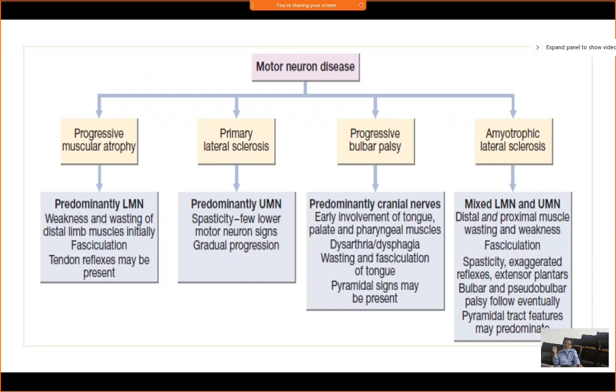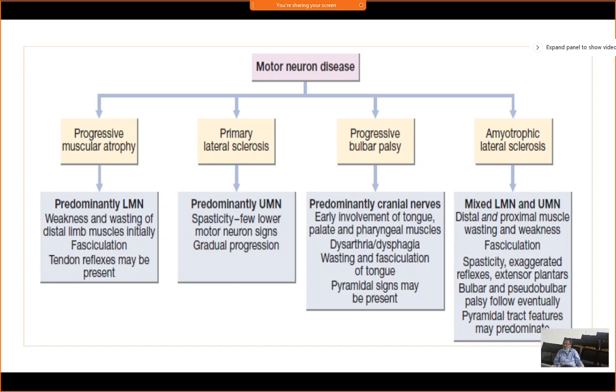So what are the characteristics of these based on the classification of the type? If you go to the last variant, amyotrophic lateral sclerosis, it is a mixed lower motor and upper motor type, distal and proximal muscle wasting and weakness, along with fasciculation. There is spasticity, exaggerated reflexes, extensor plantar responses. The upper motor involvement will lead to the spasticity, the exaggerated tendon reflexes and plantar extensors. And the bulbar and the pseudobulbar palsy follow eventually, and pyramidal tract features may predominate at the end.